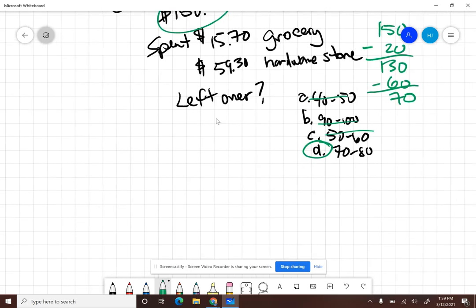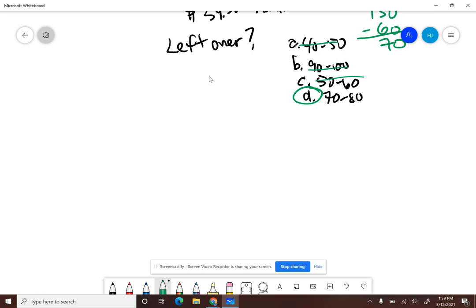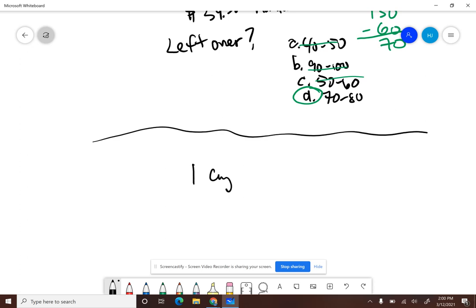So last but certainly not least, we're going to talk about some real world fractions and decimal type problems. Okay, these are the ones we hate the most, but again, it really does help us if we're doing certain tasks. So let's say Mary is baking something that requires 1 cup of sugar, and she only has a 3/8 cup measuring cup.